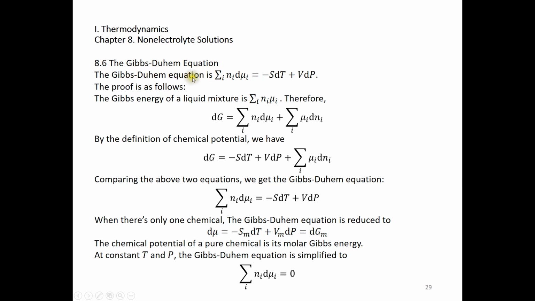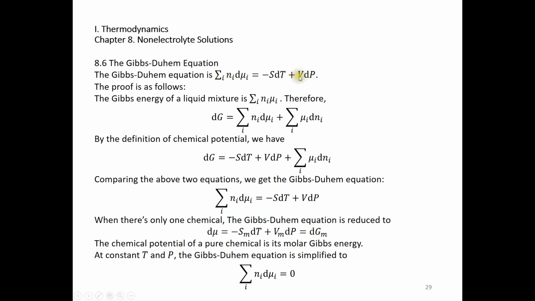The Gibbs-Duhem equation is this: if we have a liquid mixture, we can prove that the sum of Ni d mu i is equal to negative S dT plus V dP. Ni and mu i are the number of moles and chemical potential of species i. S, T, V, and P are the entropy, temperature, volume, and pressure of the entire mixture.